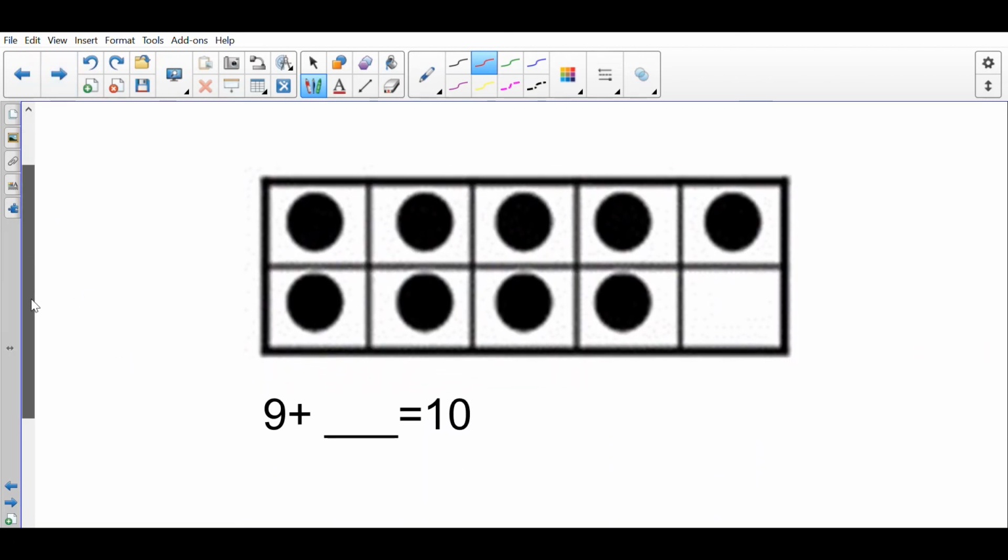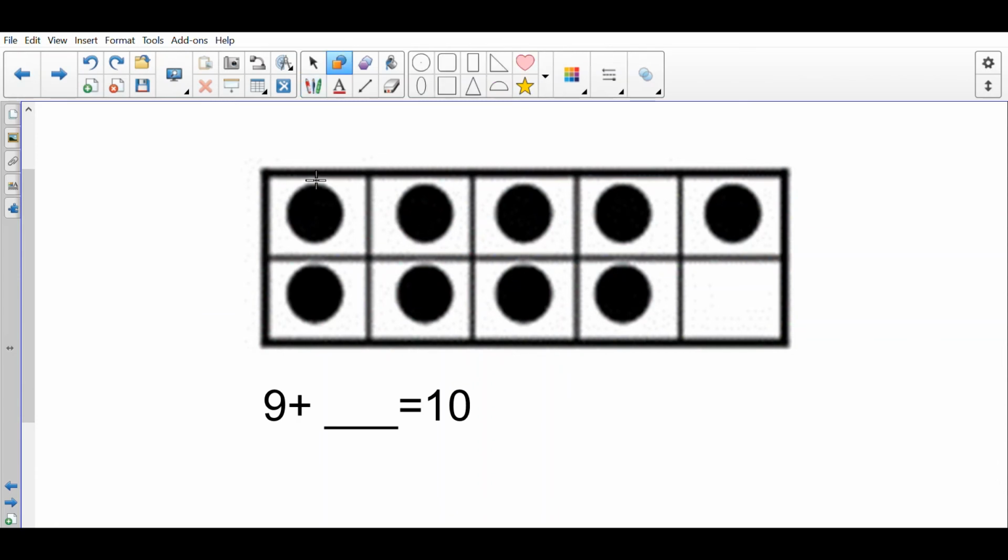Ooh, how many dots do you see on this 10 frame? How many black dots are there? 9. There's 9 dots. How many more do we need to make 10? 1. So our number sentence says 9 plus 1 equals 10.